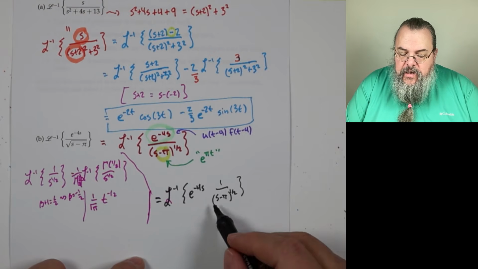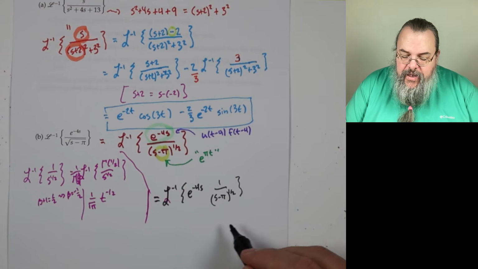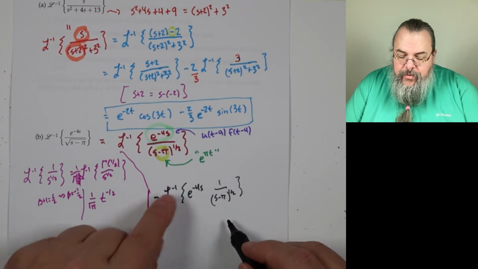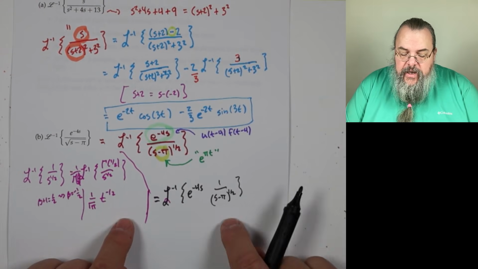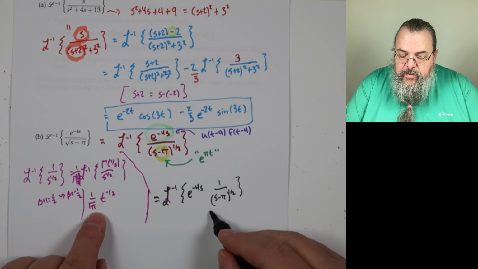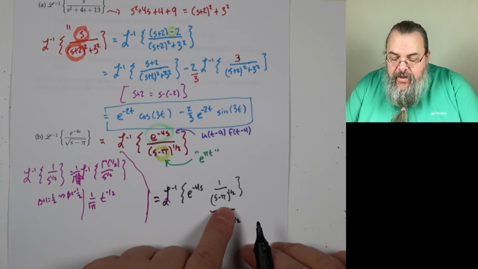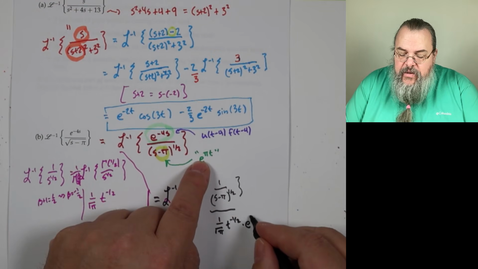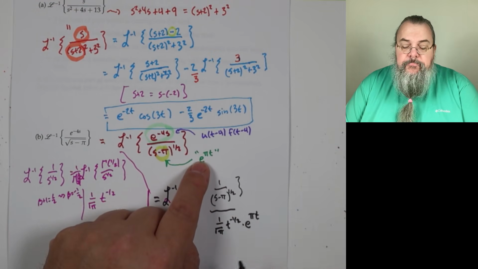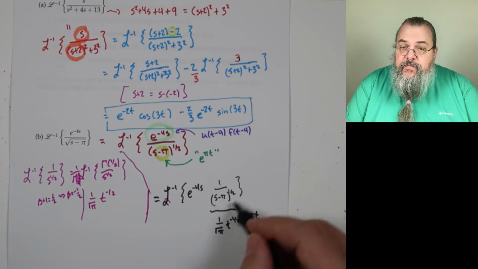Now, if we didn't have that e to the minus 4s, what would that be? Well, we would say, okay, you take the inverse Laplace of 1 over s to the 1/2, which would be 1 over square root of pi, t to the minus 1/2. But that s minus pi says multiply this by e to the pi t.